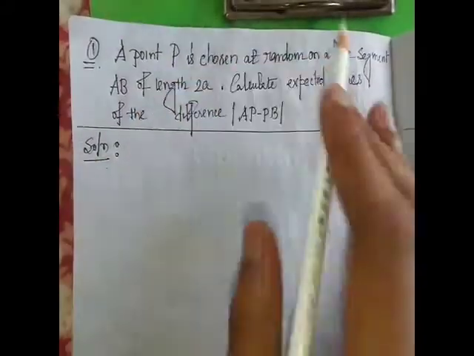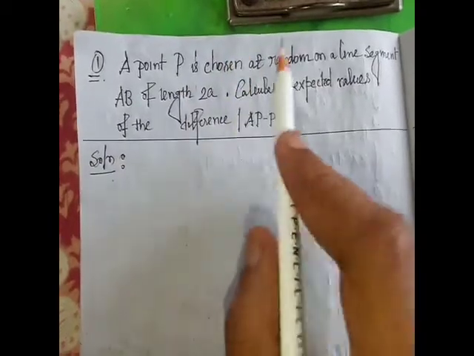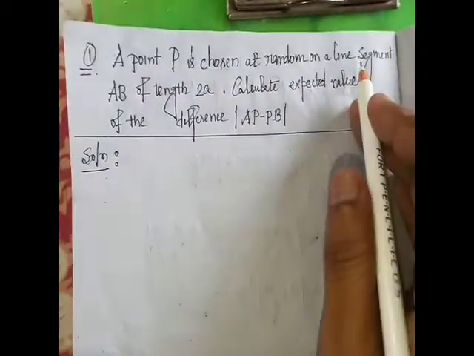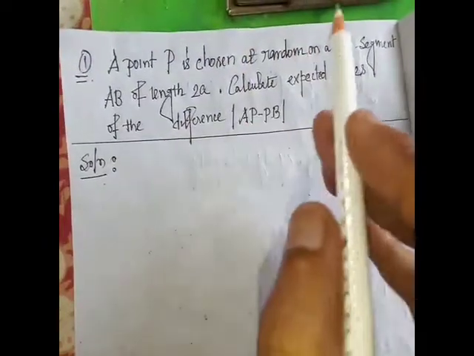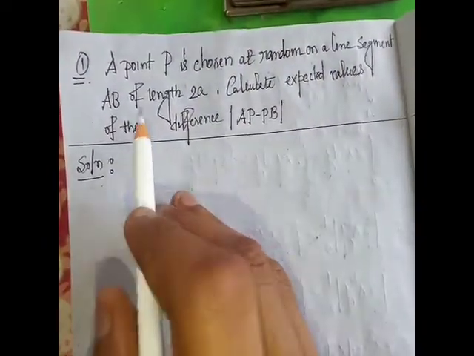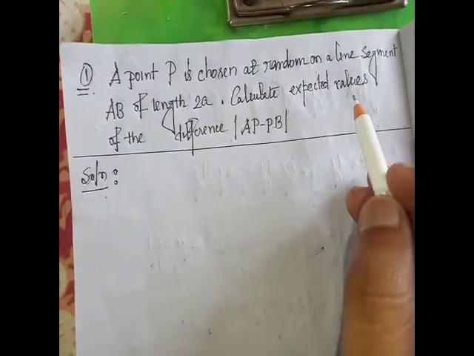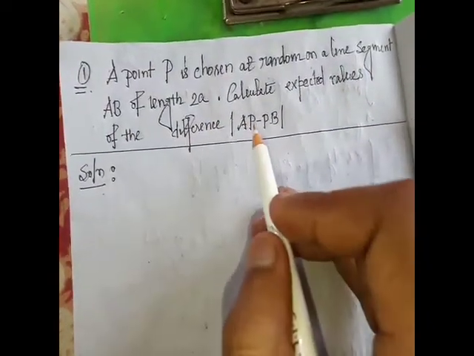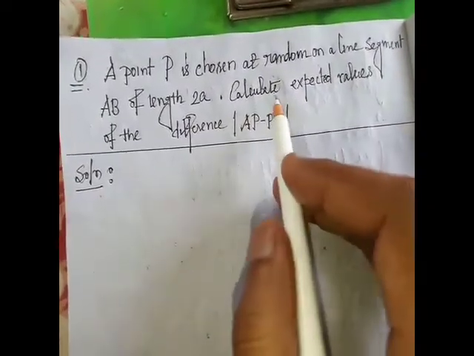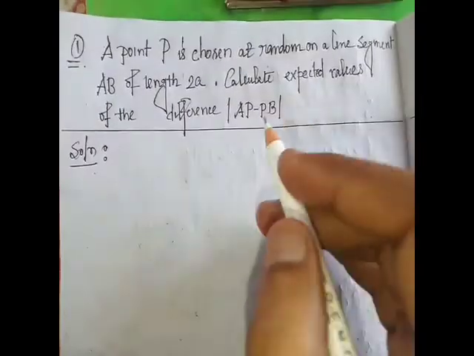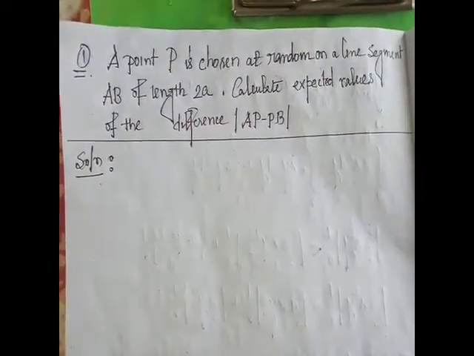Now we discuss a problem. A point P is chosen at random on a line segment AB whose length is 2a. Calculate the expected value of the difference, mod of AP minus PB.